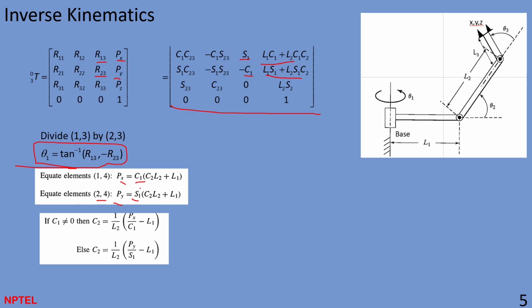So what they have done here is they find out c2 here. Px by c1, they took it here, then minus l1, and so they got c2 from two different equations. This is one equation and this is one equation, and c1 is not equal to 0. So they find out c2 here, and how do they do it? So this is c2 here, and then there is something called pz by something.